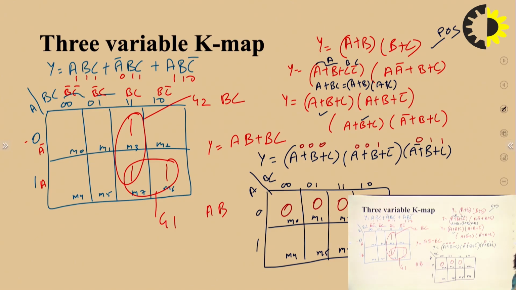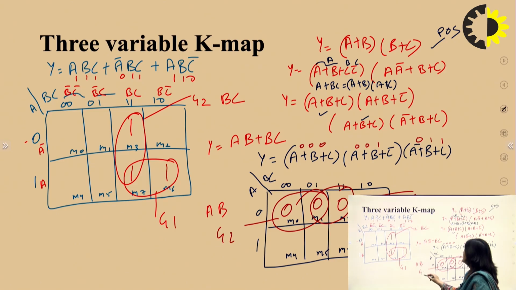Now we have to make the groups, and we cannot make a group which includes the 3 zeros. So we will make 2 pairs here. This is the one pair and this is the other pair. This is group number 1. This is group number 2.